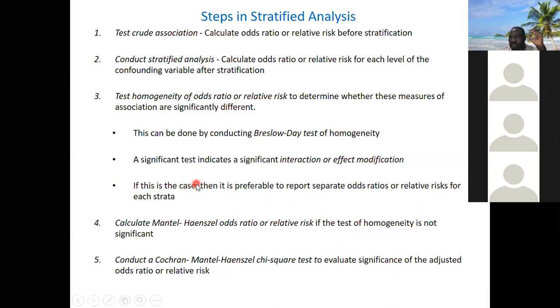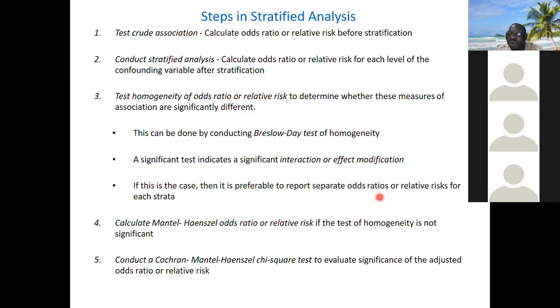If the test of homogeneity is significant, it means that there is heterogeneity, and that there is effect modification. There's no need to calculate the Mantel-Haenszel odds ratio, because you have established that it is effect modification, not a confounder. But if it is not significant, it means that it is homogeneous, then you go on to calculate your Mantel-Haenszel relative risk. You then conduct the Mantel-Haenszel chi-square test to evaluate the significance of the adjusted odds ratio or relative risk.